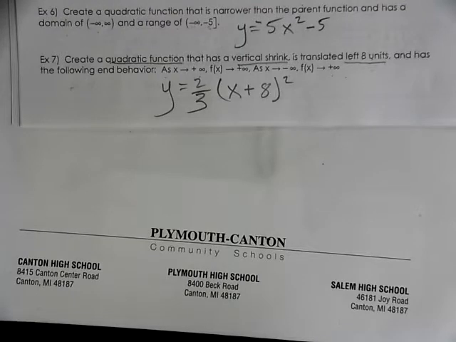But there is no information about the range. There is no information about a translation vertically. So leaving it there would make sense.